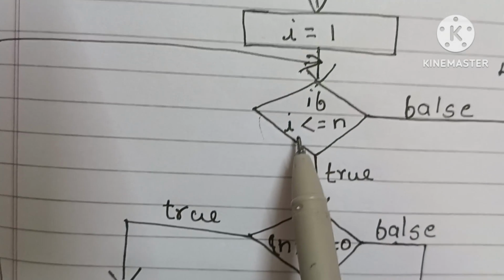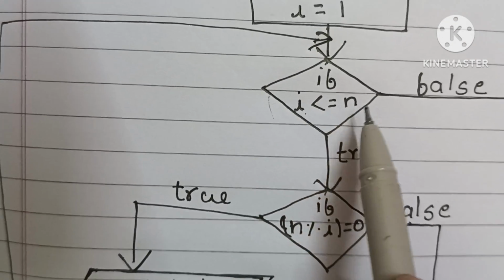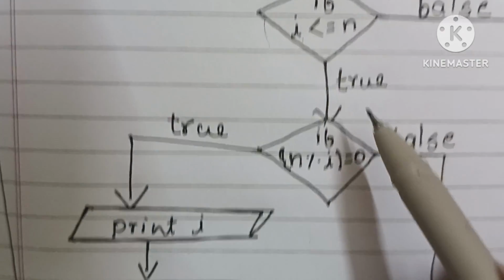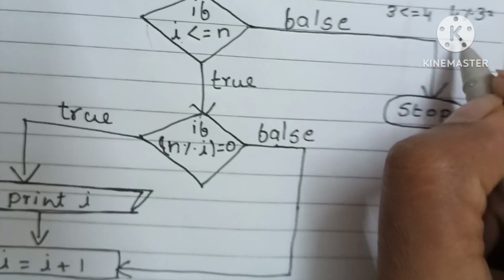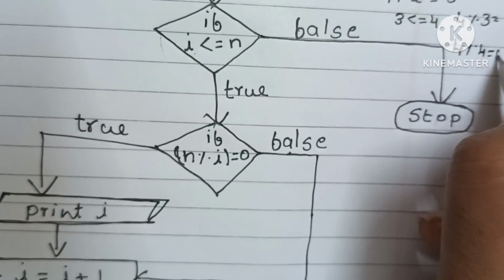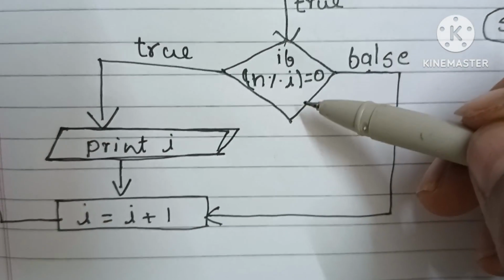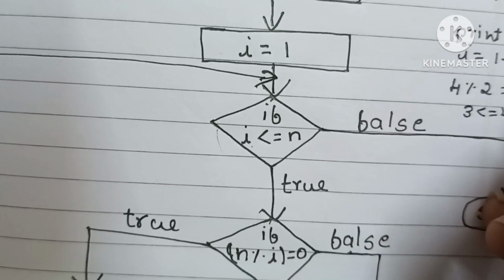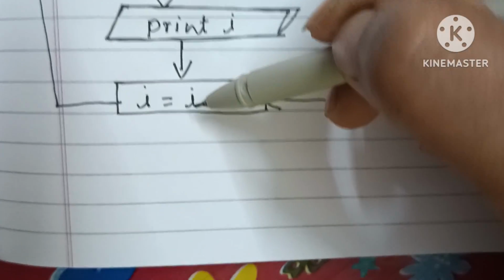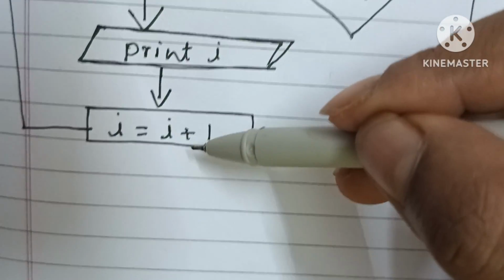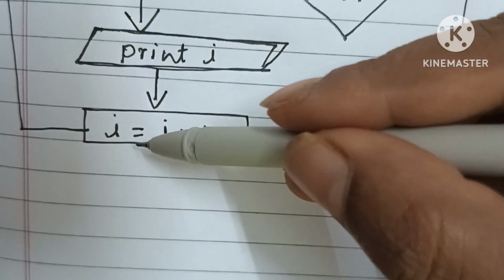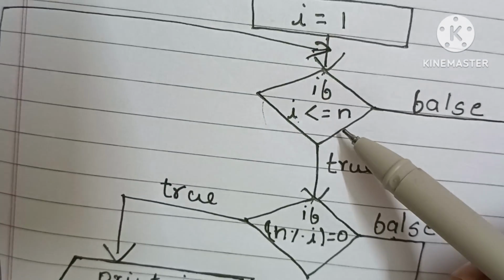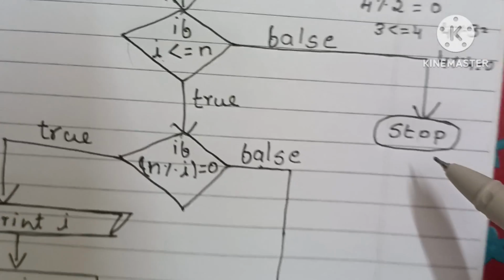Again it will check the I value 4. 4 is less than or equal to 4, that is equal, right? So again it will execute 4 modulo 4, which gives 0 remainder, right? So it is true. It will again print the value of I. We have already printed 1, 2 and now 4. Again increase the value of I. I is equal to I plus 1, that is 4 plus 1. The I value becomes 5. Again check it, 5 less than or equal to 4. False, right? So it will stop the flowchart using the stop statement.